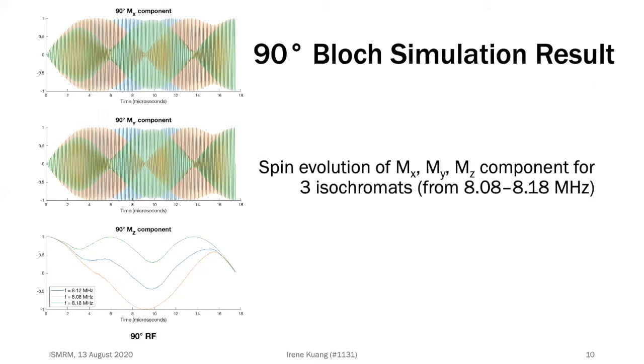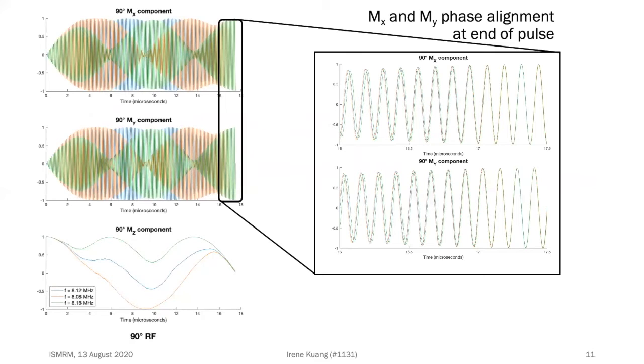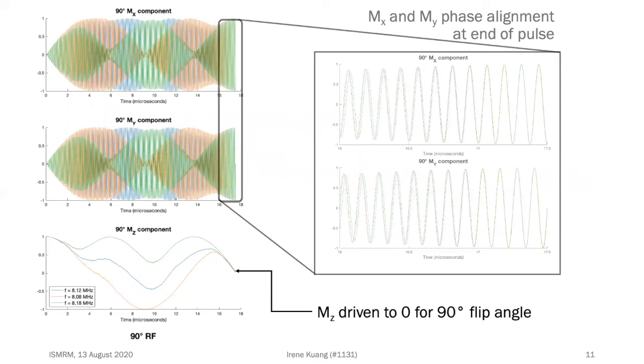However, for the pulse to optimally flip and align the spins within an inhomogeneous permanent magnet, we need to simulate the spins across a large bandwidth. Here, the MX, MY, and MZ components of 3 isochromats over a 100 kHz band are plotted. As shown, the optimizer was able to phase align MX and MY for the isochromats by the end of the pulse, and in the Z direction, the simulated pulse achieved convergence to 0 for a 90-degree flip.